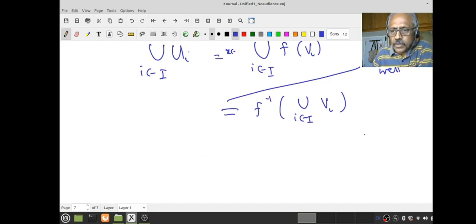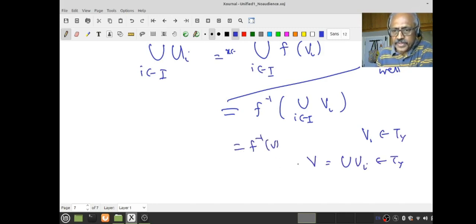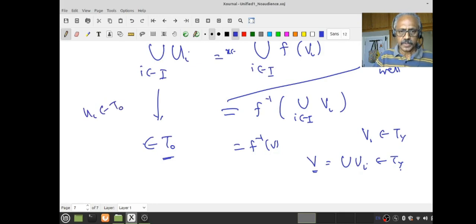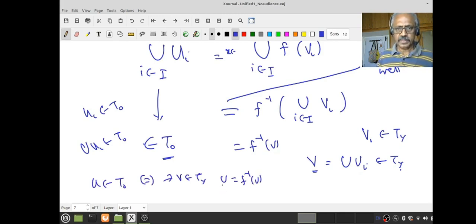Now, what do I know about this? The V_i are open in tau Y. Therefore, the union of V_i is an open set V in tau Y. Therefore, this is f inverse of V for some V in tau Y. That means this set must be open in tau naught. Remember, please stay focused. The U_i are in tau naught, and I want to prove the union of U_i is in tau naught. When does U belong to tau naught? If and only if there is a V in tau Y so that U is of the form f inverse of V. Have I proved it? I proved the union of U_i is nothing other than f inverse of V. What is V? V is the union of V_i. Please pause, review, proceed.